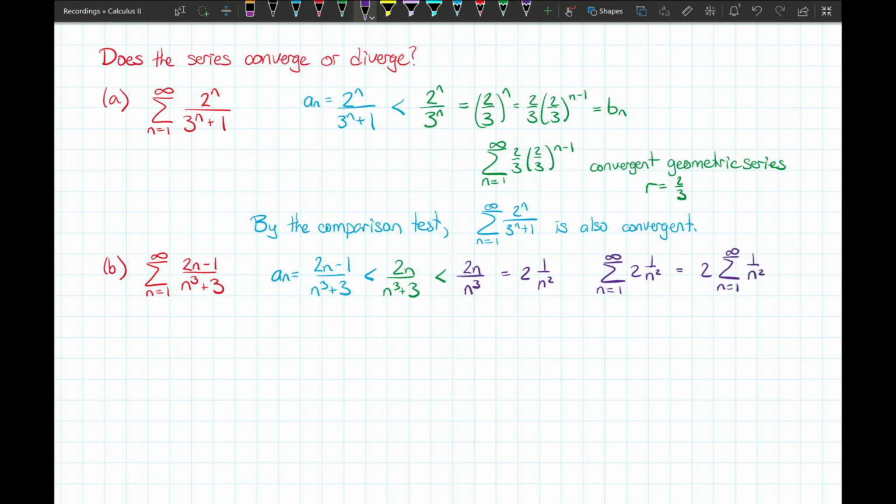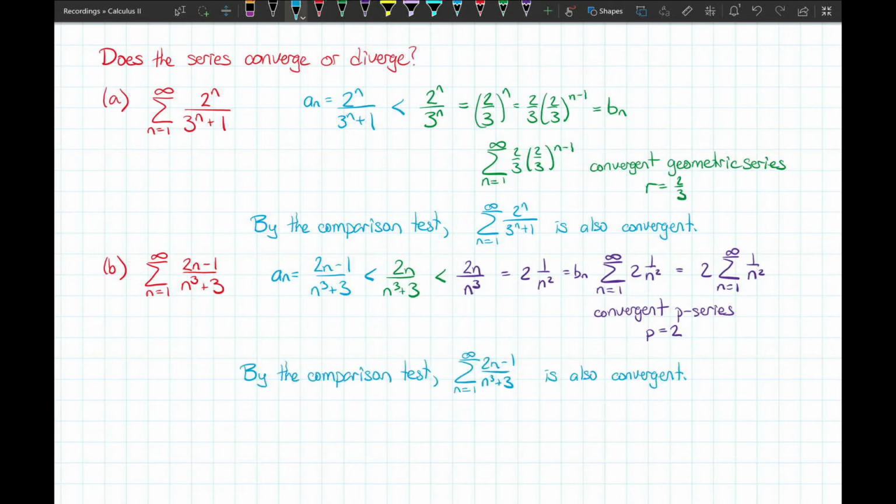That leaves us with a convergent p-series since p is equal to 2. Since that is a convergent p-series and following all of the inequalities that point in the same direction, our nth term is less than or equal to bn. That tells us that our given series must also be convergent.